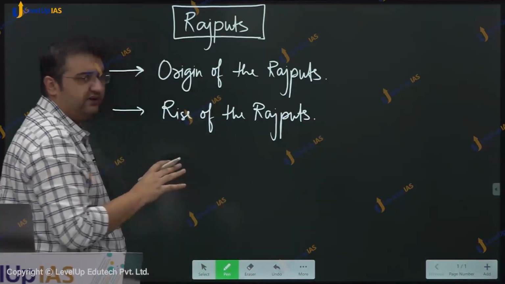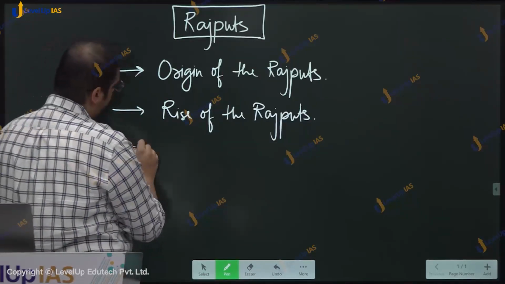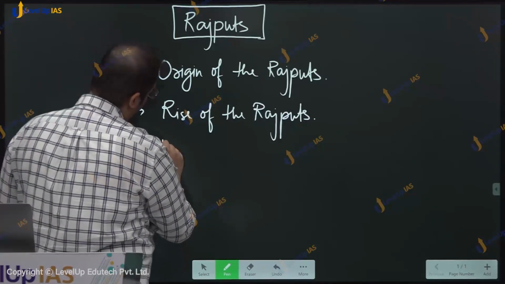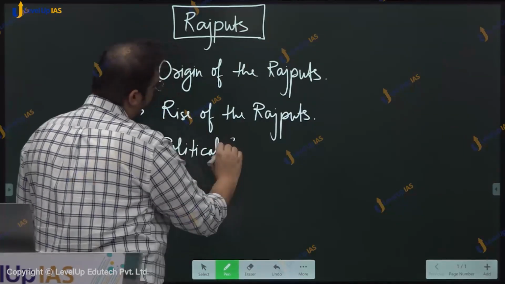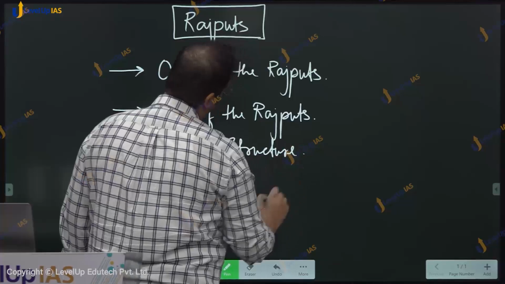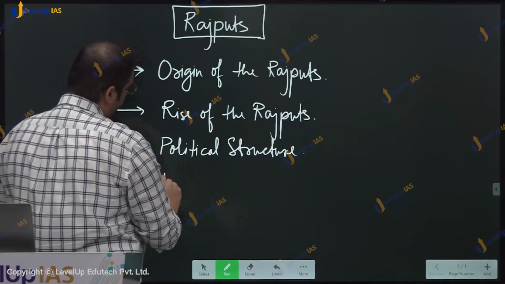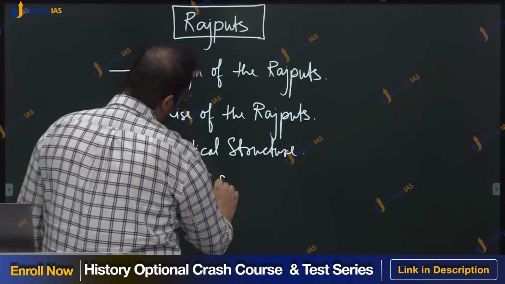When I say rise of the Rajputs, I mean the consolidation of their political power. Right? The political structure of the Rajputs and the Rajput society.